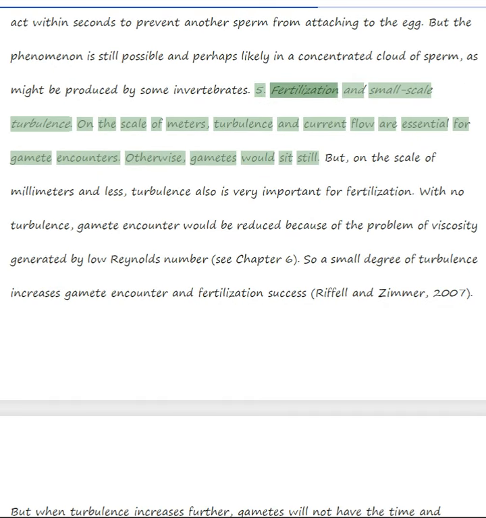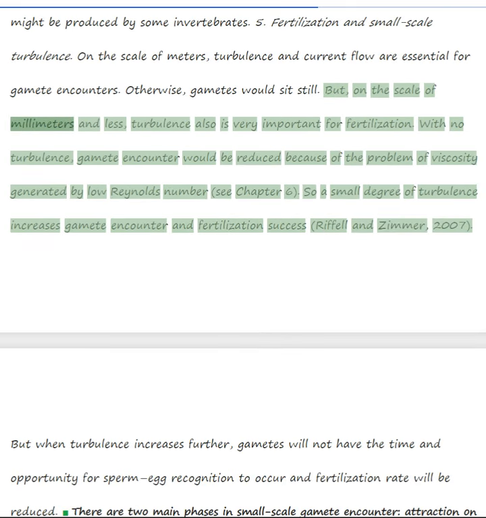5. Fertilization and small-scale turbulence. On the scale of meters, turbulence and current flow are essential for gamete encounters. Otherwise, gametes would sit still. But, on the scale of millimeters and less, turbulence also is very important for fertilization. With no turbulence, gamete encounter would be reduced because of the problem of viscosity generated by low Reynolds number. So a small degree of turbulence increases gamete encounter and fertilization success.